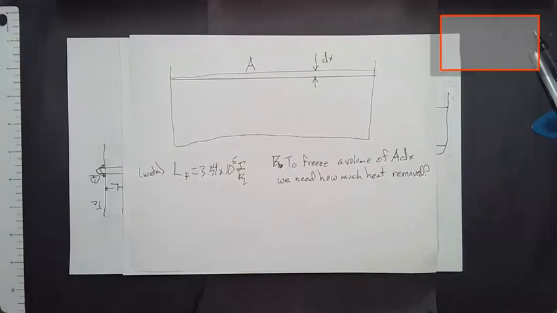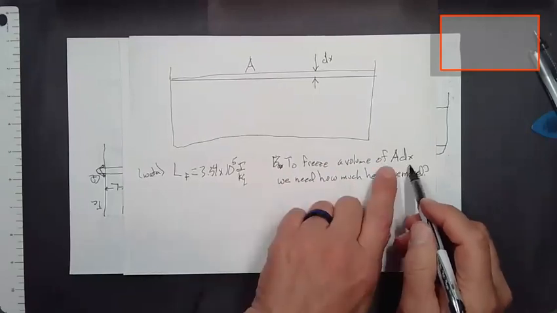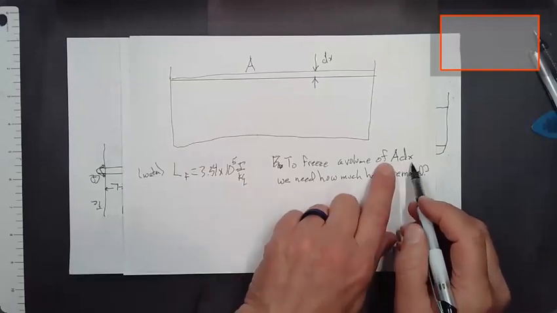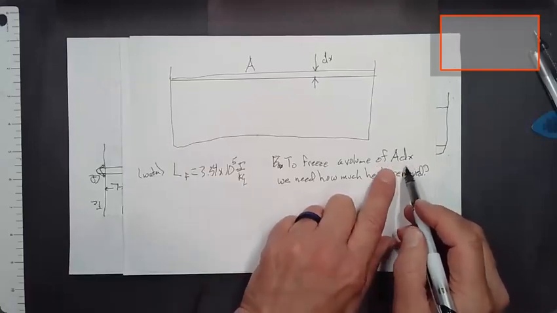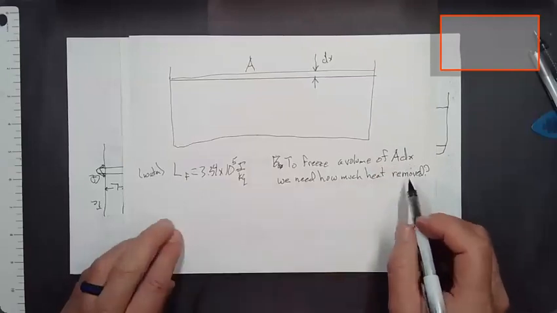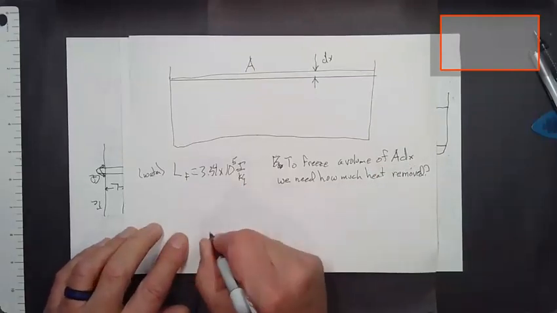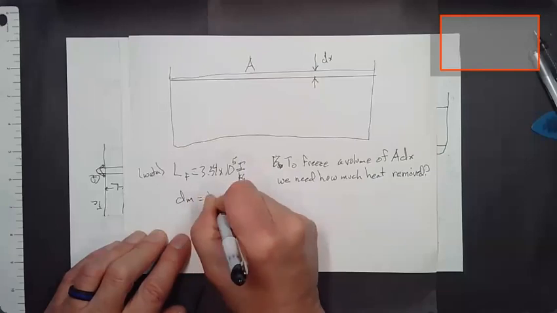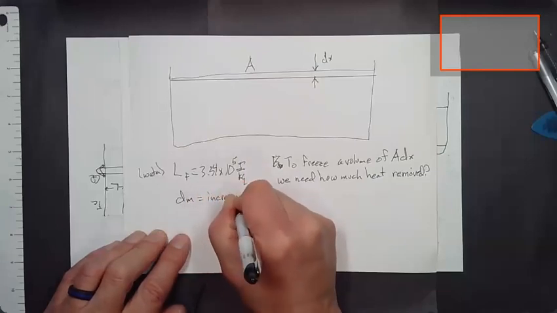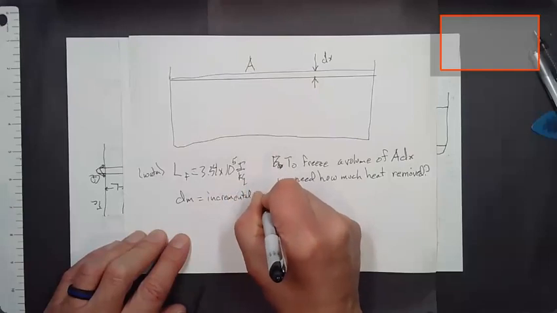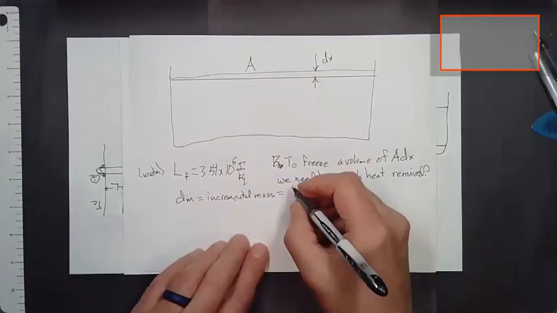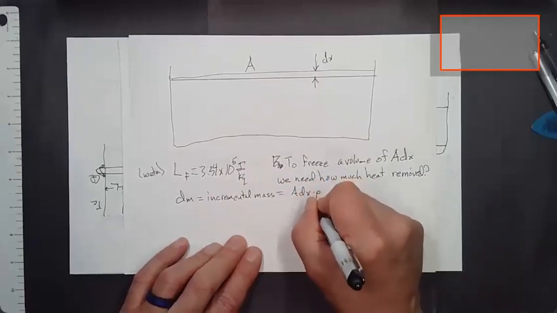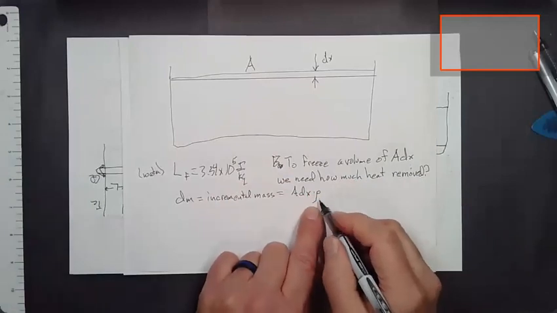Well, let's see. A dx is the volume. I'm going to have to know the density of water, right? If I multiply this volume times the density of water, which is mass per unit volume, then I'd get the mass of that water. So the dm, the incremental mass that I freeze will equal A dx, the incremental volume, times the density of water. And for density of water, we use a Greek letter rho.